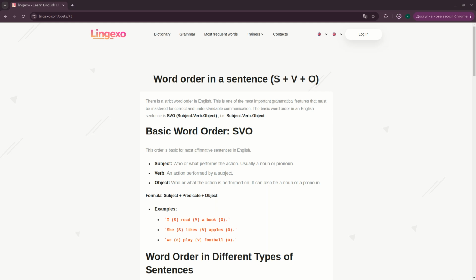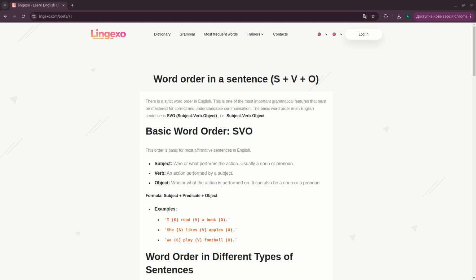Today we are talking about word order in English sentences. Word order in English is very important. English has a strict word order. If you change the order, the sentences can sound wrong or confusing.